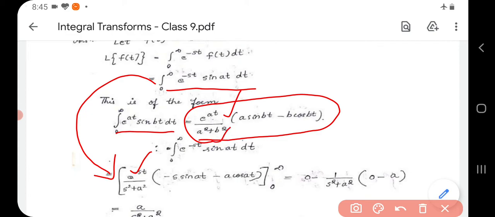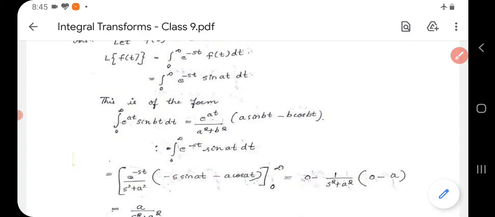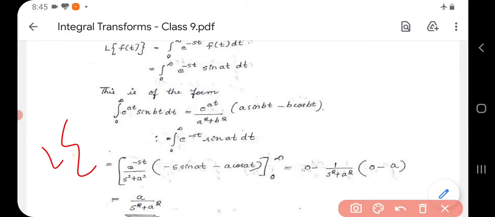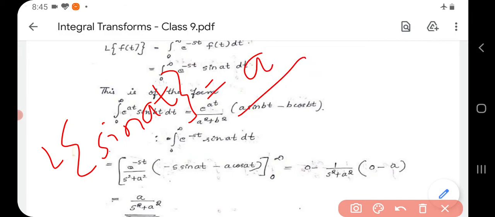Then what is a square plus b square? That is minus s the whole square, that is s square plus, what is your b? a. So instead of b square you will have a square, then a minus s sin bt, that is sin at, minus, in place of b you have a, cos at. Then apply the limit, and the answer will be a by s square plus a square. So Laplace transform of sin at equals a by s square plus a square, another formula.